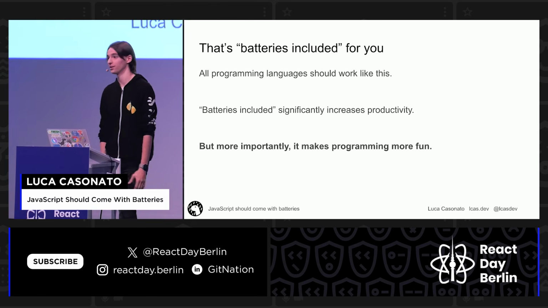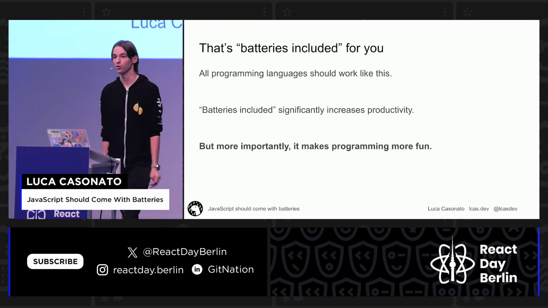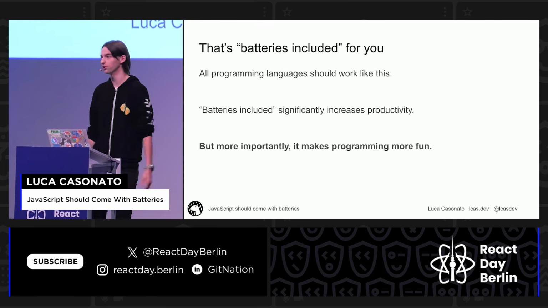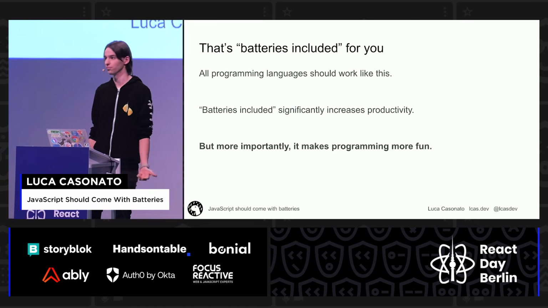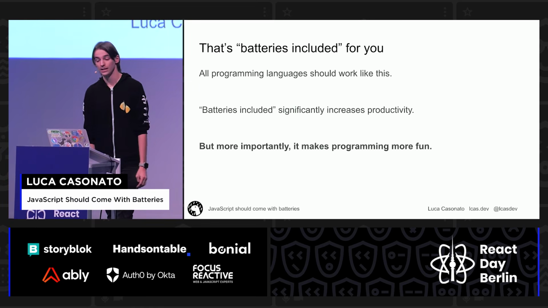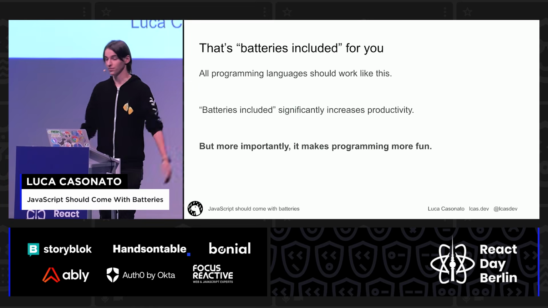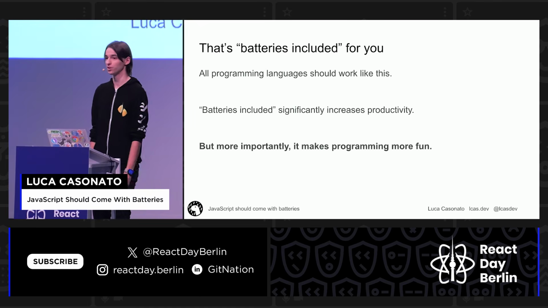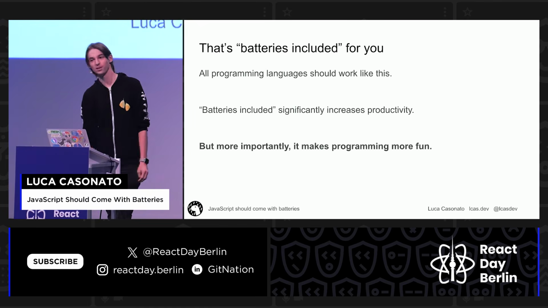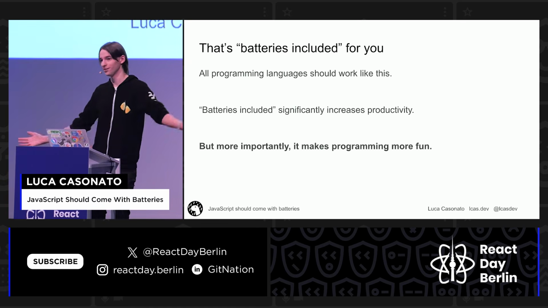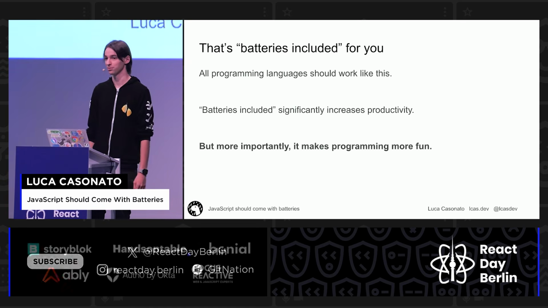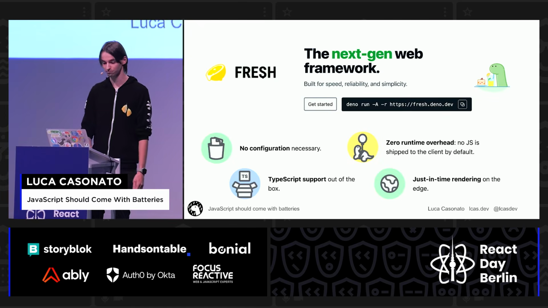And that's batteries included. And I think this is where we should really go with JavaScript. Not just in Deno, also in Node, also in other tools. Tools should come out of the box with all the stuff you need to build a successful product. It significantly increases productivity, but I think much more importantly, significantly increases fun while you're programming, right? Nobody likes building config files. And if you never have to build config files, you can have much more fun building things you actually like.